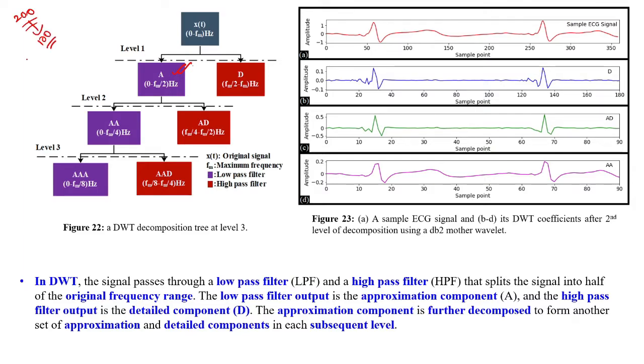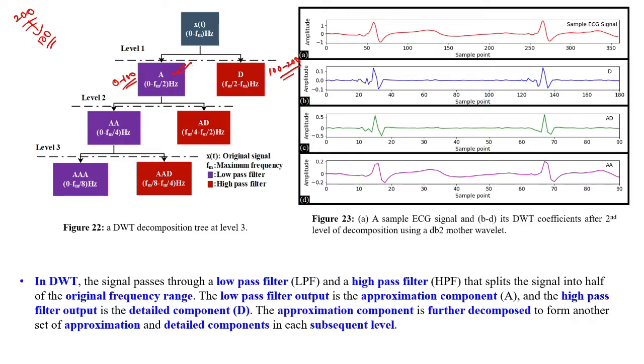So in level 1 of decomposition, we divide the frequency component into two categories. One is 0 to 100 and the other is 100 to 200. Okay, you got my point? So 0 to 100, the lower frequency band, is regarded as the approximate coefficient, and the higher frequency band is called the detailed coefficient.